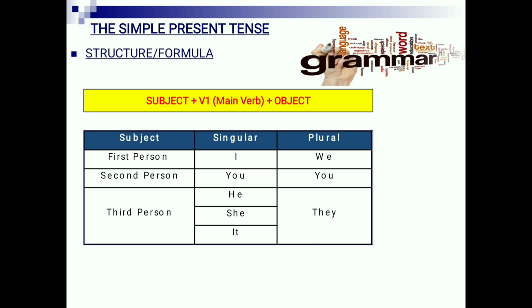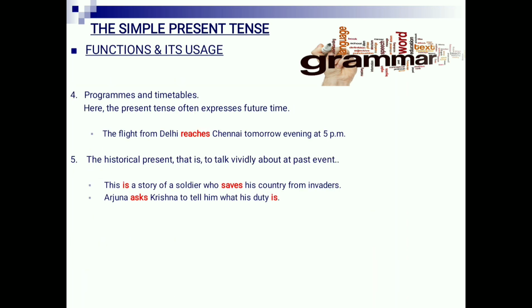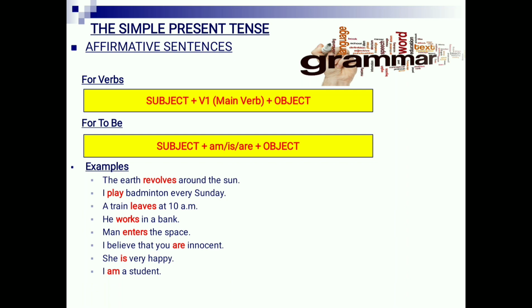This structure, this formula is the same as in an affirmative sentence: subject plus V1 plus object. But if the verb is in to be form, that is am, is, are, the forms of be in present tense, then the formula is subject plus am, is, are plus object. After giving examples, your idea will get clear.